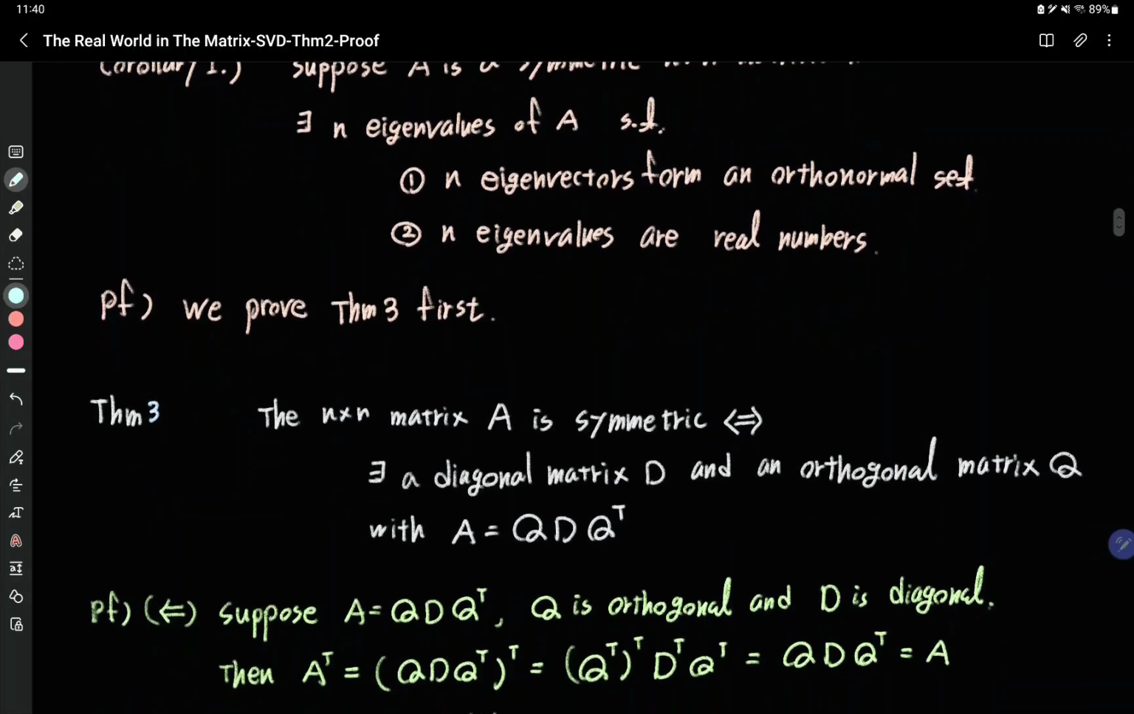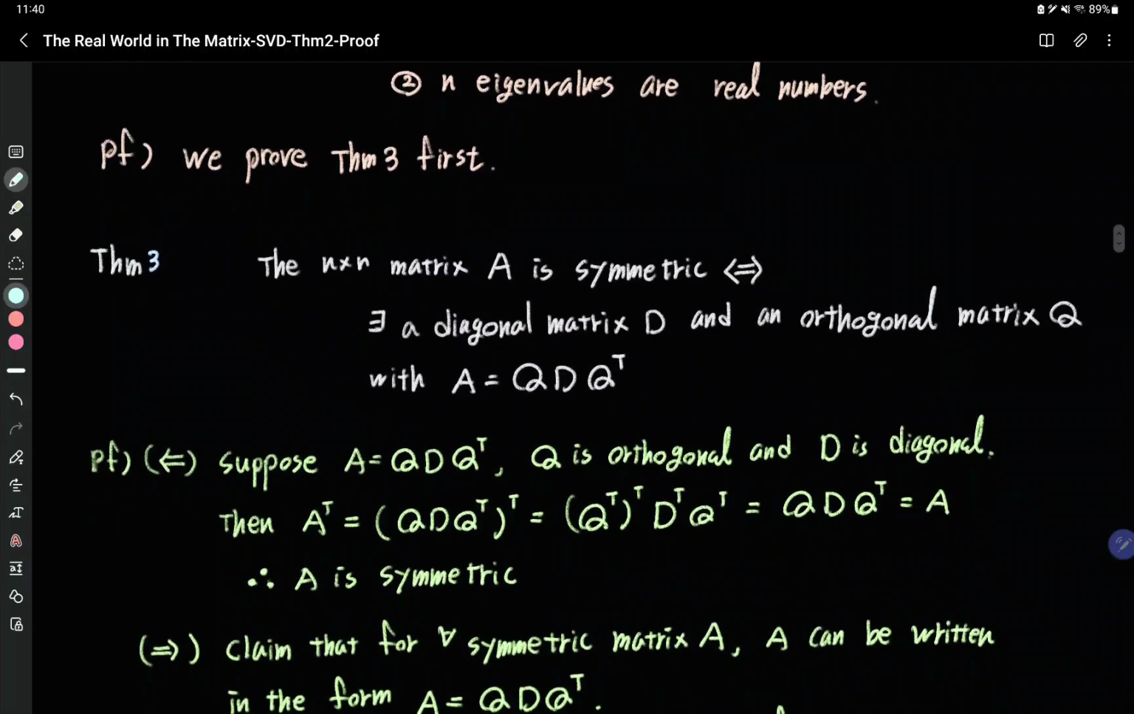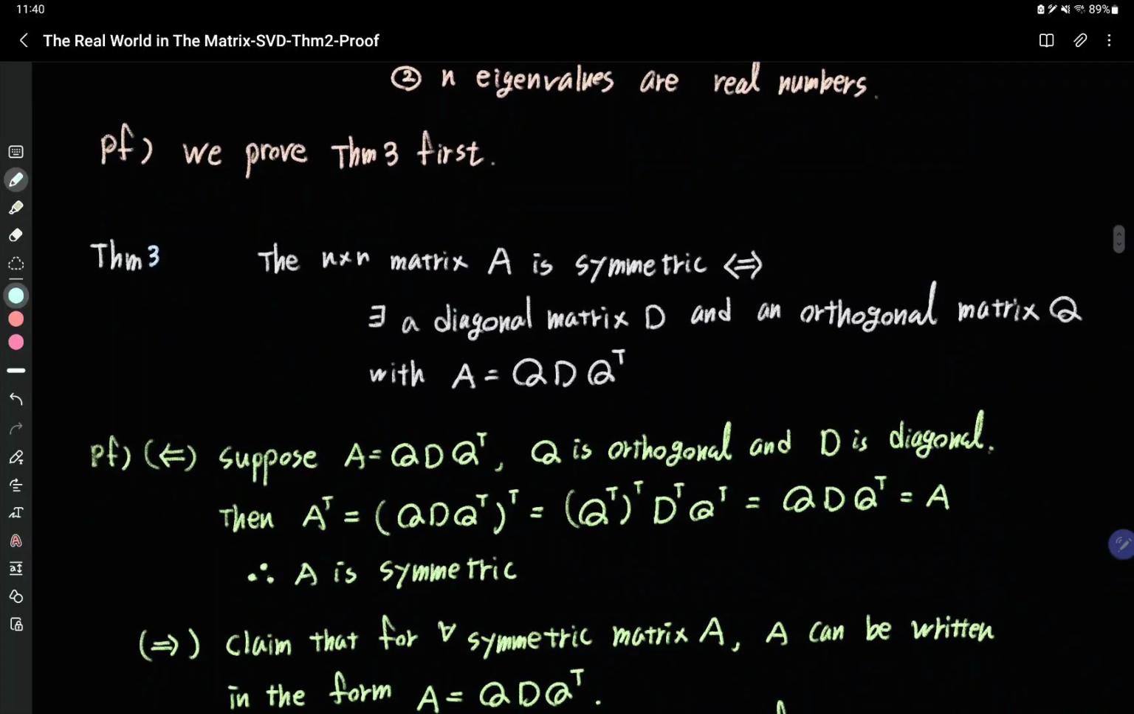Theorem 3 says that the n by n matrix A is symmetric if and only if there exists a diagonal matrix D and an orthogonal matrix Q such that A can be expressed as QDQ transpose. So why? Let's prove this. Suppose that there exist a diagonal matrix D and an orthogonal matrix Q with A equal to QDQ transpose.